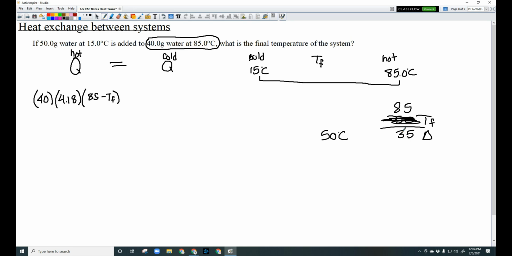Right? Okay, so that's going to be equal to, now here's the data for the cold water. How much cold water do we have? Well, we have 50 grams of cold water, right? And the specific heat of water is 4.18.